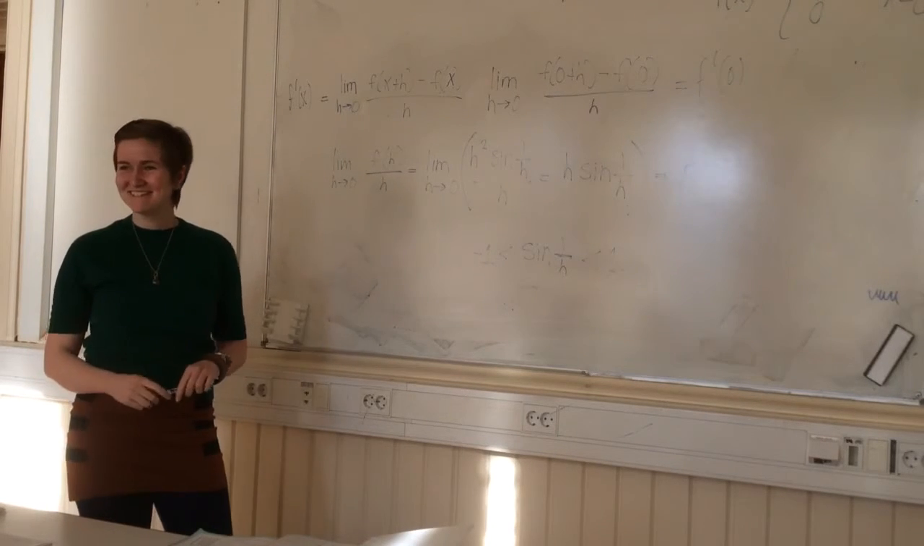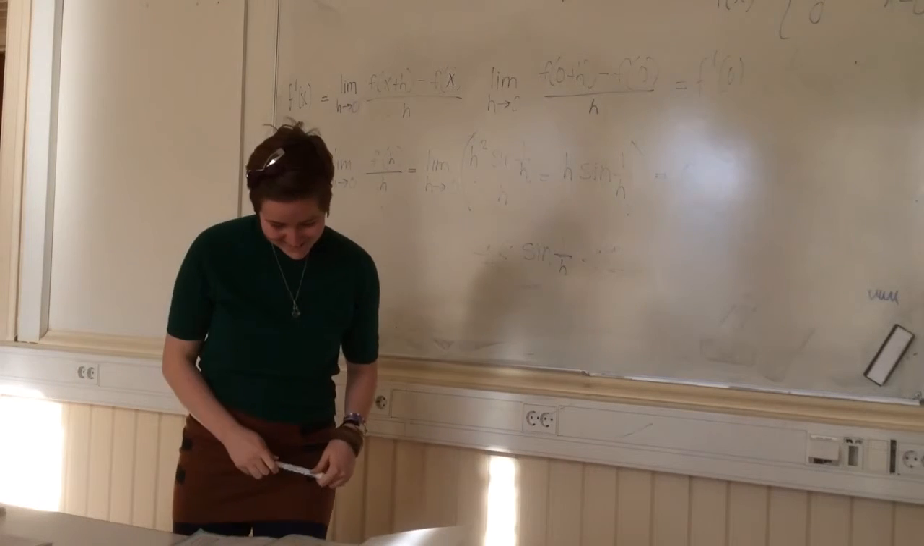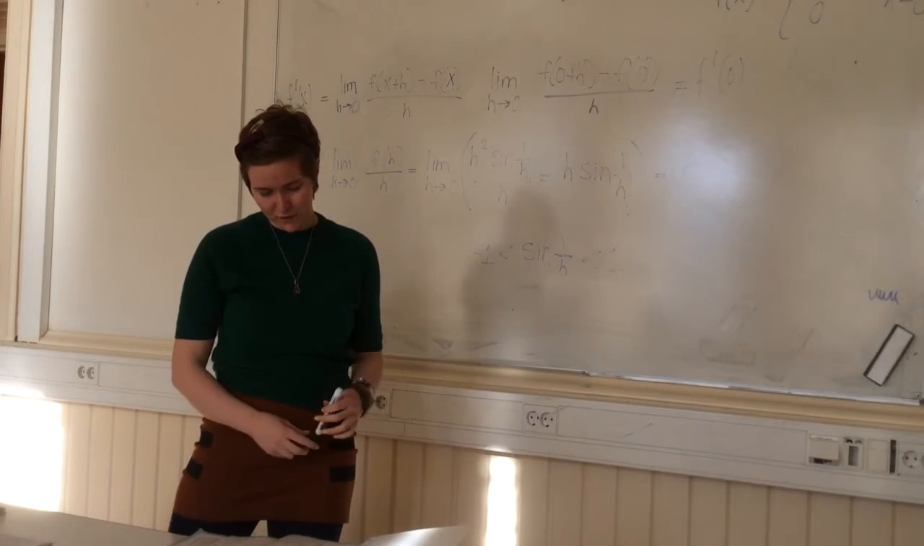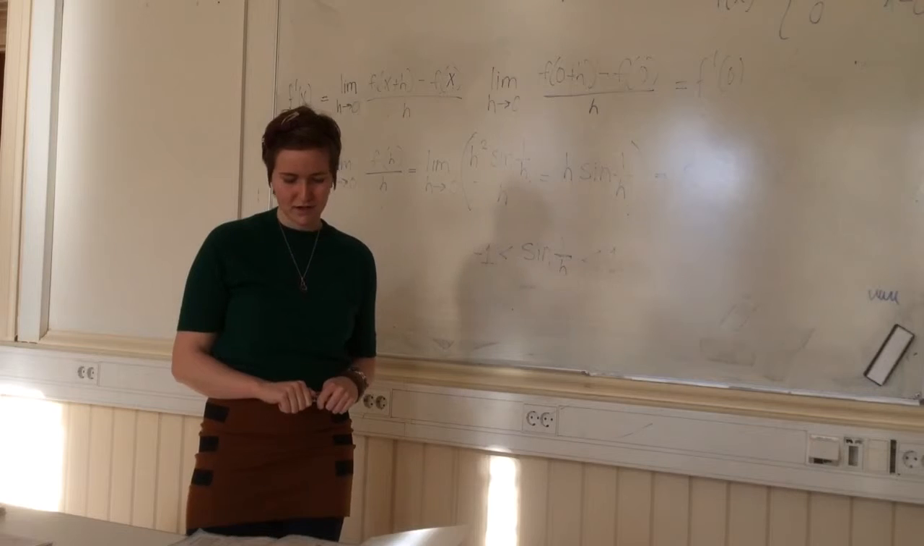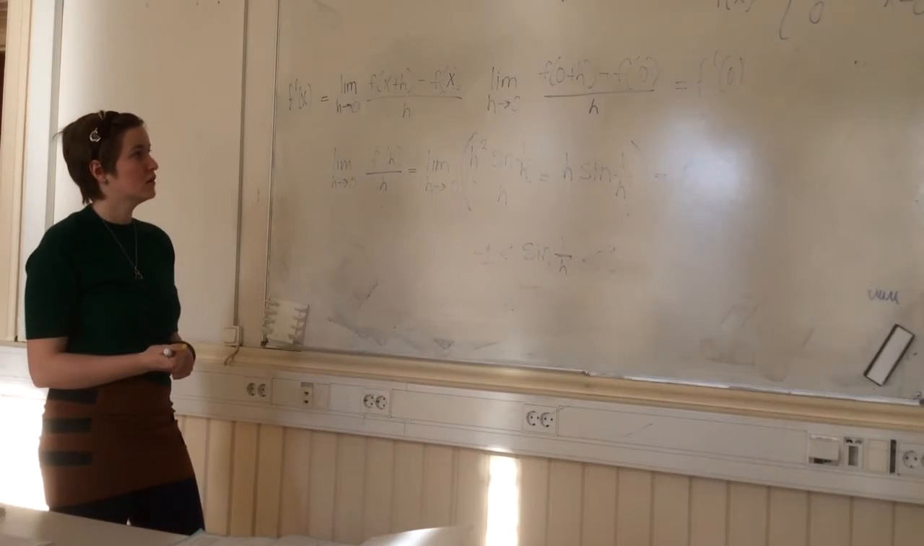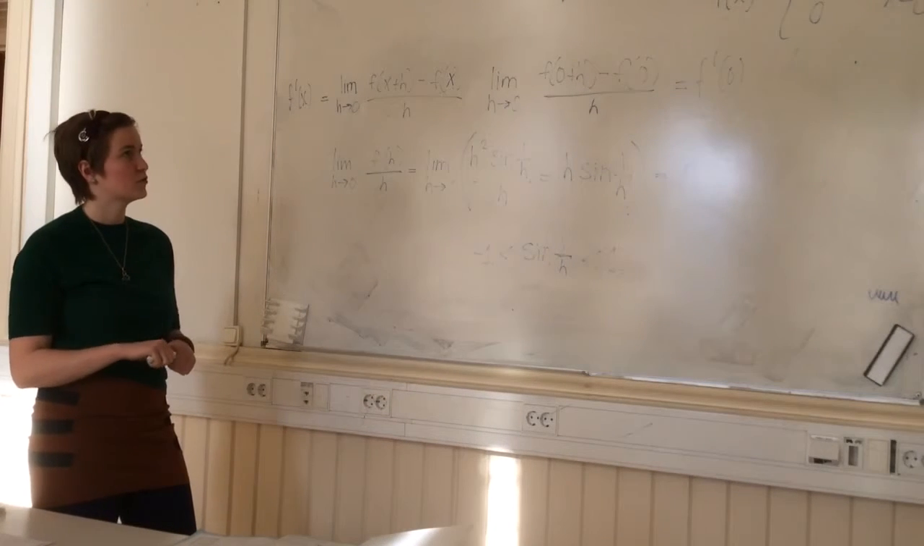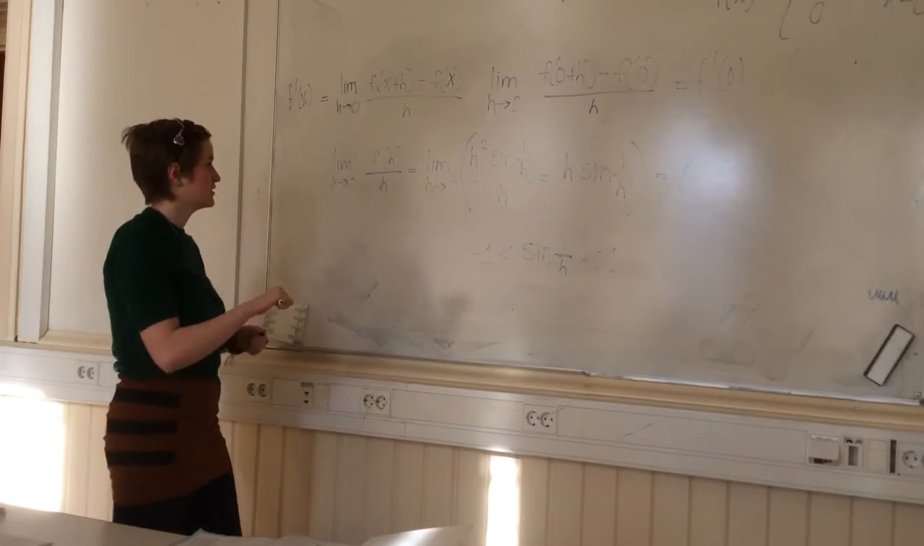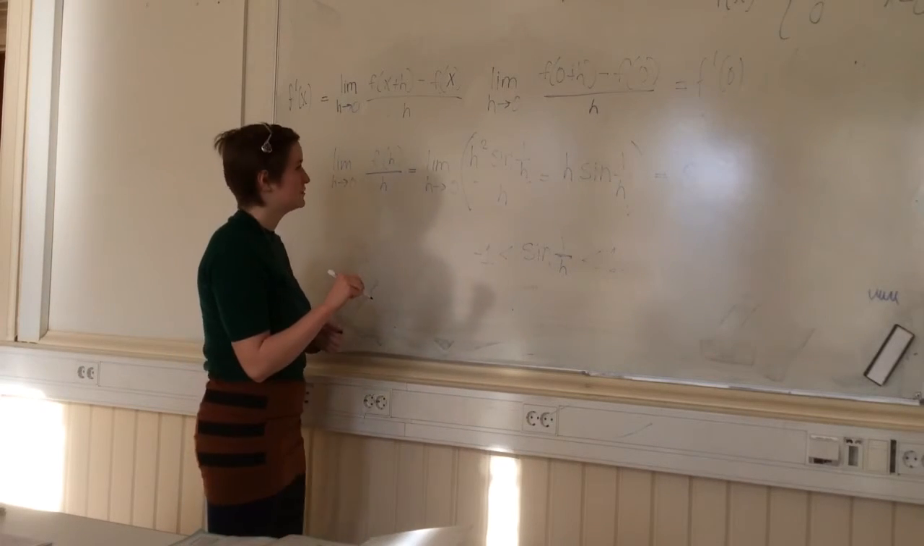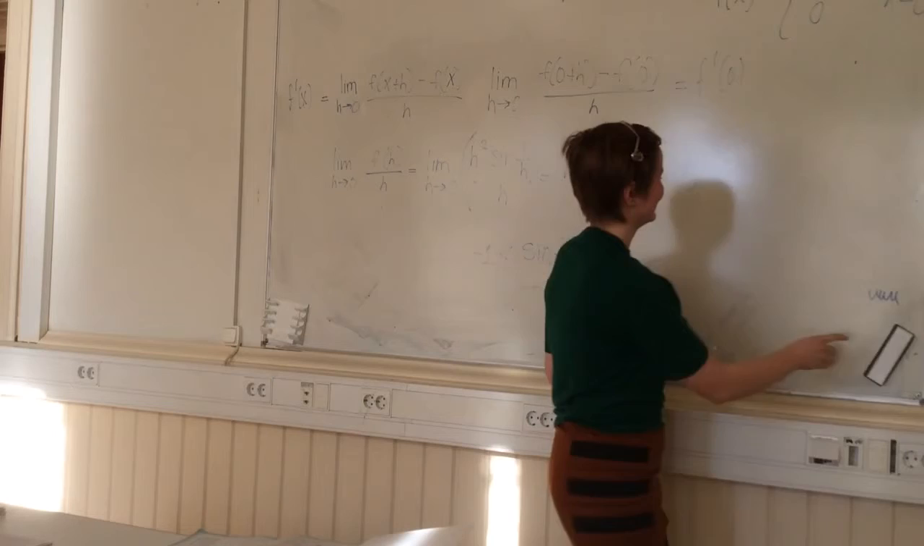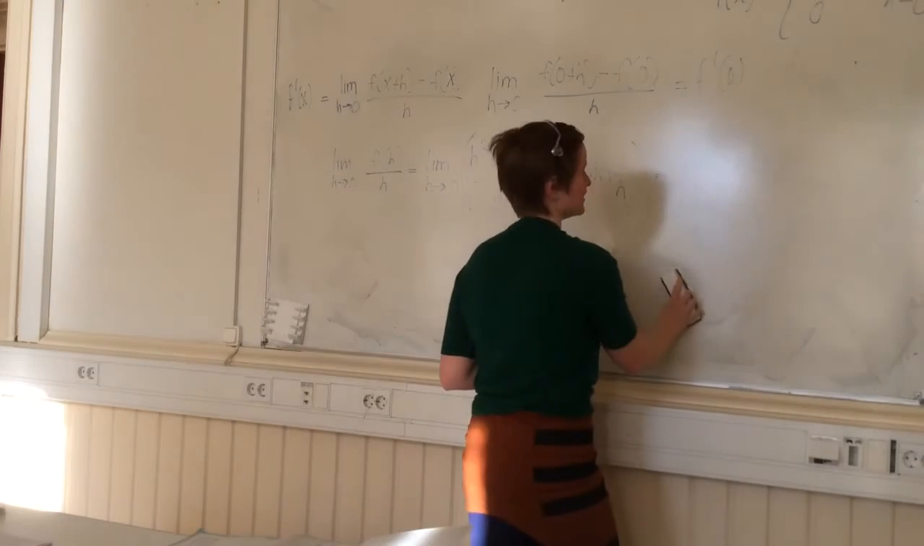Any more questions? So C is find the derivative when x is not 0. And to do that we use the product rule. Should I take this away from the board?